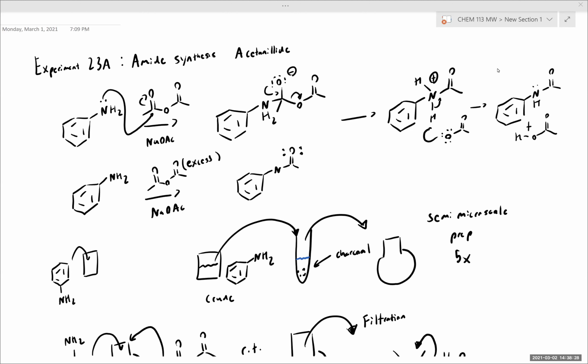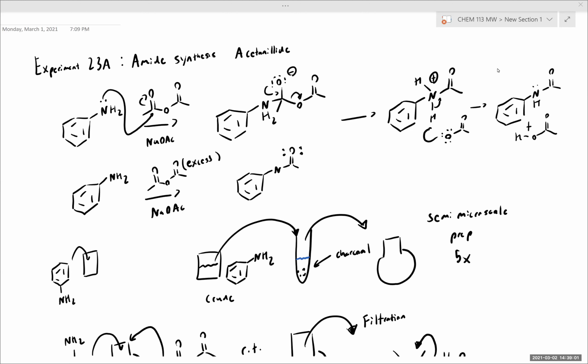And the mechanism for this reaction is a textbook carbonyl substitution. So your amine attacks the ketone carbon. We generate the following tetrahedral intermediate. That tetrahedral intermediate then collapses and we lose acetate as our leaving group. And then for our final step, acetate pulls off a proton and we generate our neutral acetanilide and acetic acid.